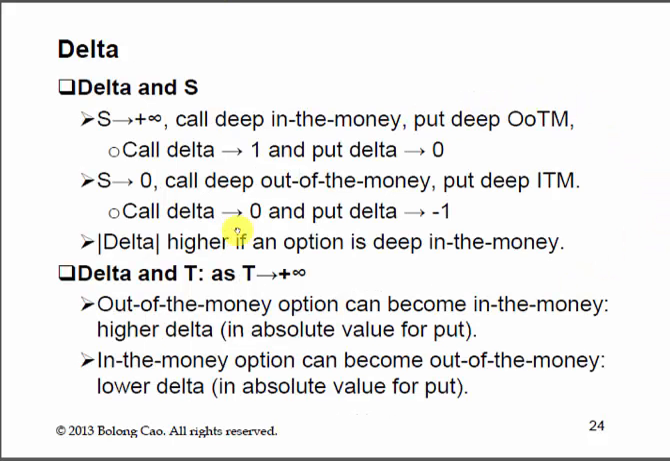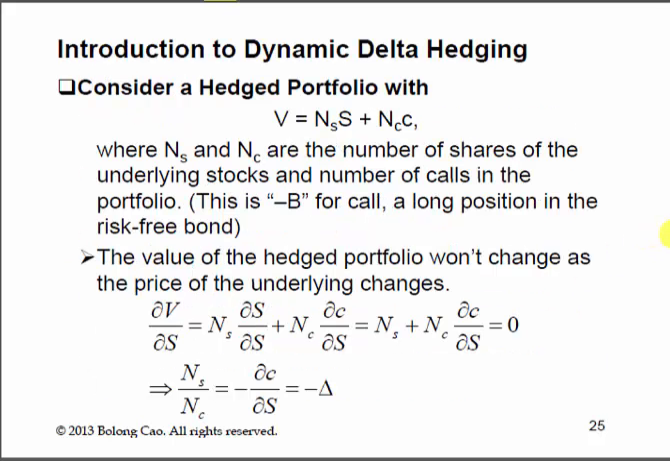Okay, we've just talked about this slide, so I will move to the next. Now, formally consider our hedged portfolio. Basically, we want the hedged portfolio to contain N_S shares of the underlying stock and N_C shares of the options, and C here is call options.